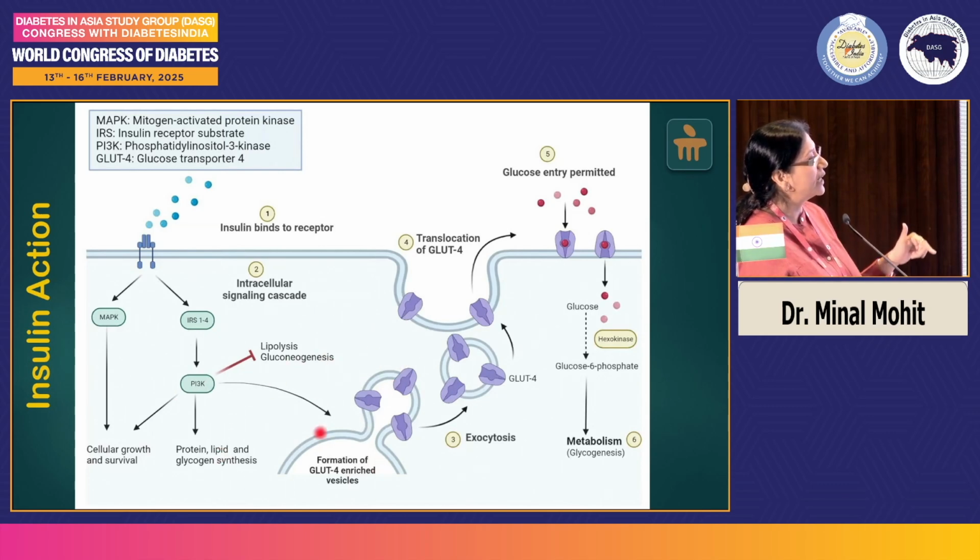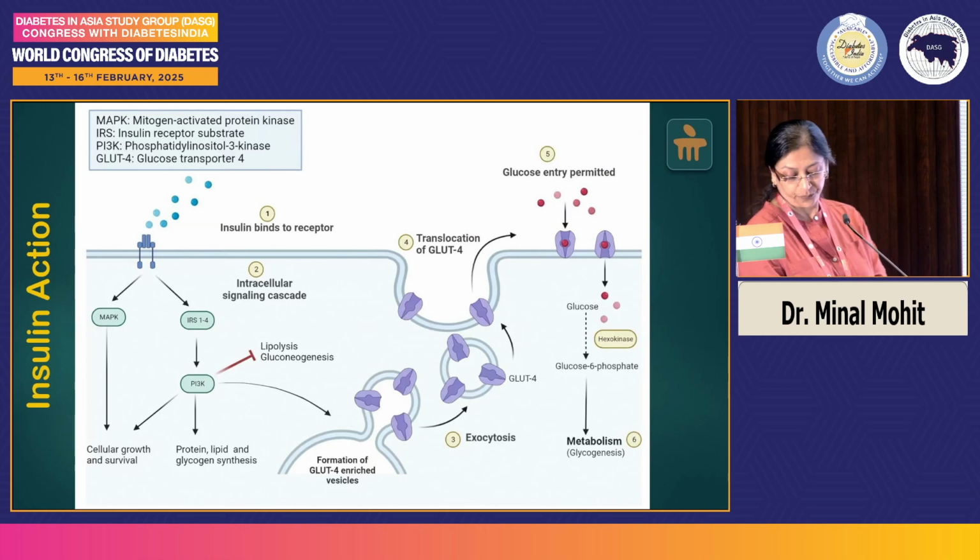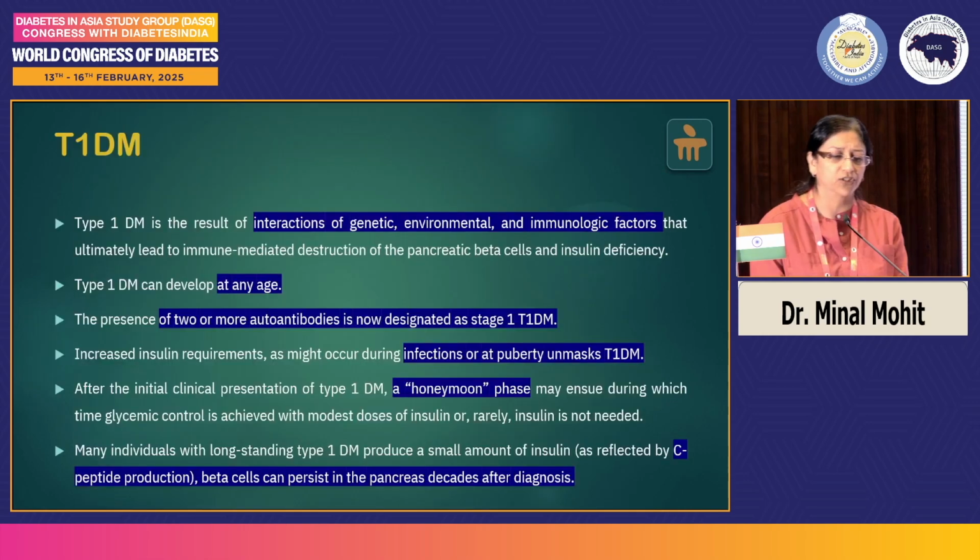GLUT4, it is again transferred to the cell membrane surface, and these GLUT4 receptors are shuttled out on the surface and they bind the glucose, and this way the glucose enters the cell for utilization. If this does not happen, this glucose remains in the blood and we face hyperglycemia. This is how the insulin action actually happens.